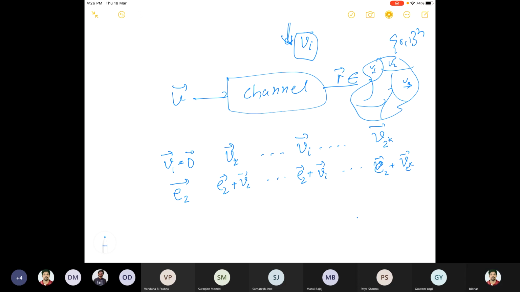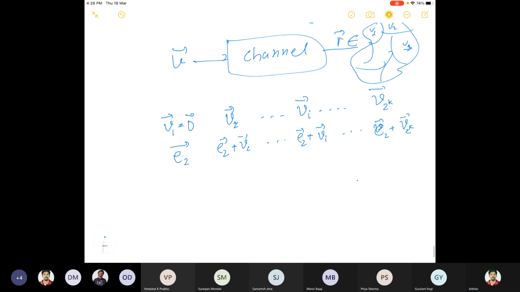Then I have to pick an E3, which is not E2 and not 0, because if I pick 0, I'll get back the same row again, and I don't want to do that. So I'll pick an n-tuple, a string of bits of length n, which is not E2 and not E1. Then I'll keep on doing this. I'll write E3 plus V2, dot dot dot, E3 plus V_i, dot dot dot, E3 plus V^K.